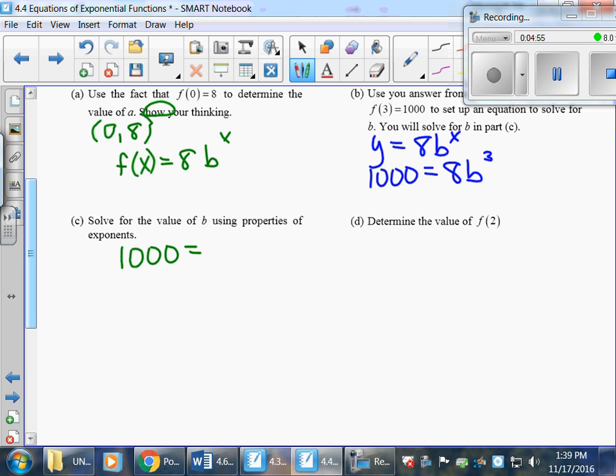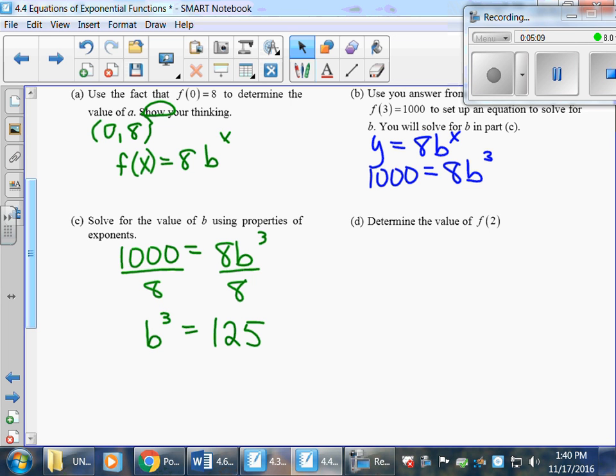So 1,000 equals 8b cubed. Divide both sides by 8. I'm going to just switch it around and say b cubed is equal to 125. Now here you can do one of two things. You can take the cube root of both sides if you want to, or you can raise them both to the 1/3 power, whatever works for you. And b turns out to be 5.